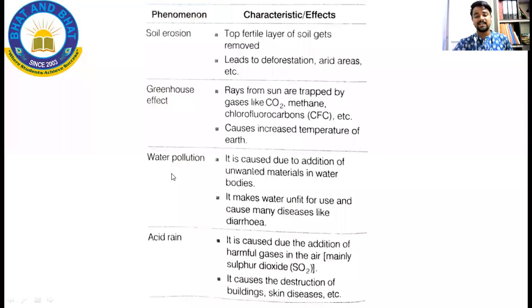Next is acid rain. Whenever it rains, that rain will be acidic in nature, and when that rain falls on the skin, it causes skin cancer, skin irritation, and skin diseases, and when it falls on a building, it will destroy the building. So that is how soil erosion, the greenhouse effect, water pollution, and acid rain are degrading the quality of the environment. Clear now? And now you tell me, have you all understood?